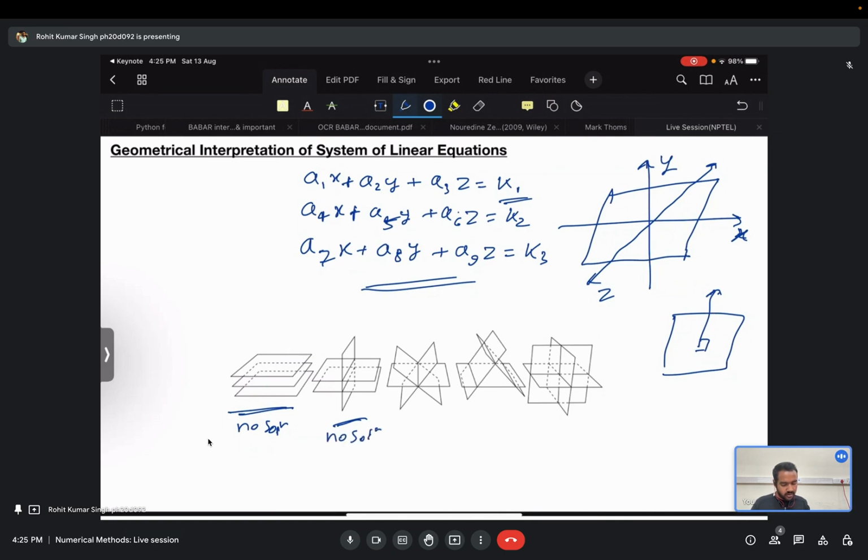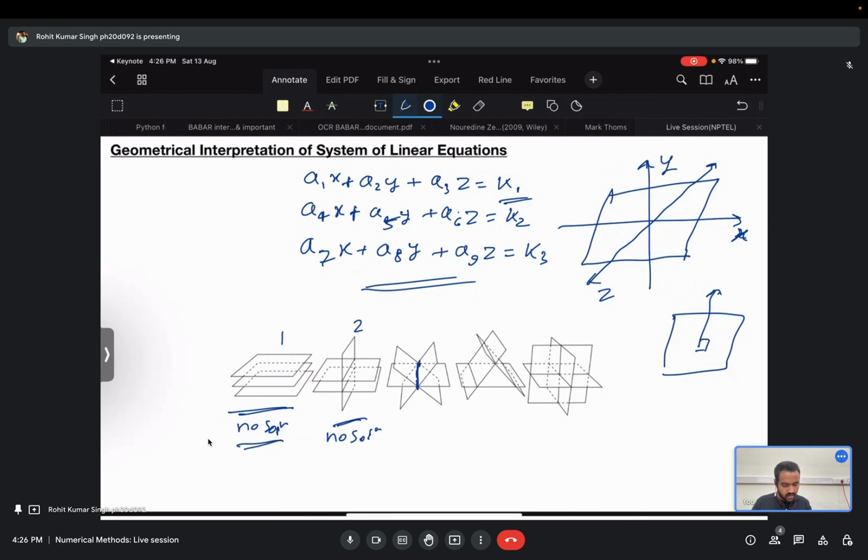Then they can all meet at a single line. They can be oriented in such a way that they meet at a single common line. At least they are meeting somewhere, right? All the three are meeting somewhere. Like in the first two cases, all the three planes were not intersecting each other, right? Here in the first case, none of the three were intersecting.